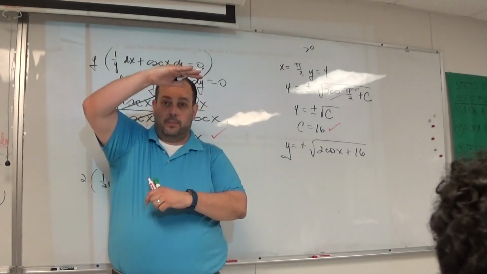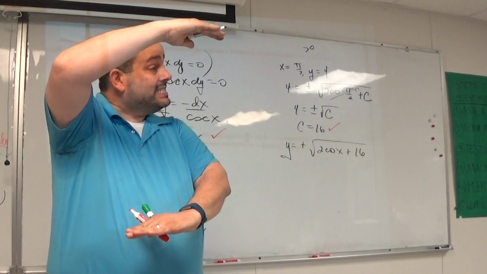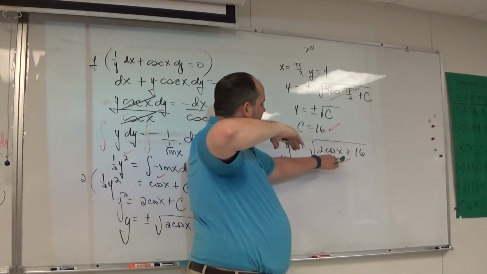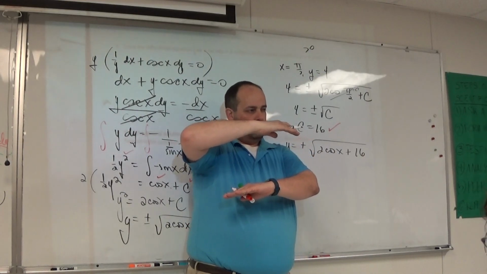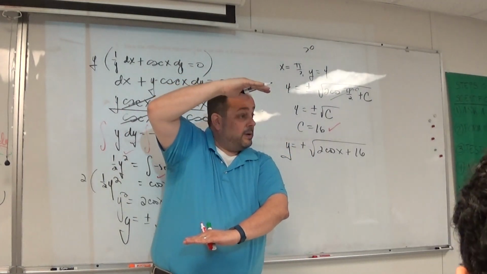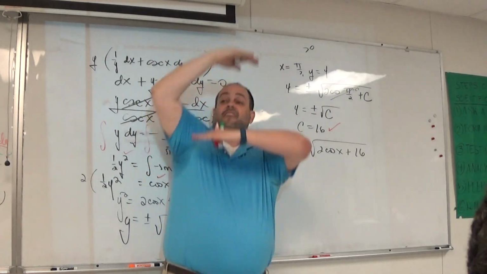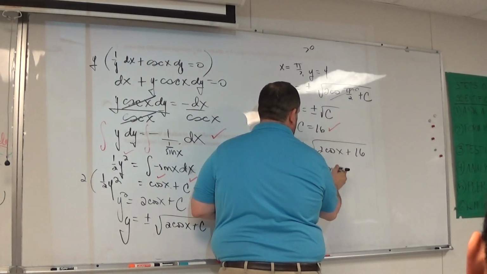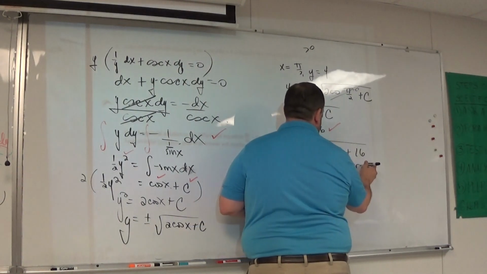Cosine of x, the biggest it can be is positive 1. The smallest it can be is negative 1, right? You're always trapped in there. So what about 2 times that? You go from -2 to +2. And then when you add 16, everything's positive. So your domain is all real numbers. Nice job, y'all.